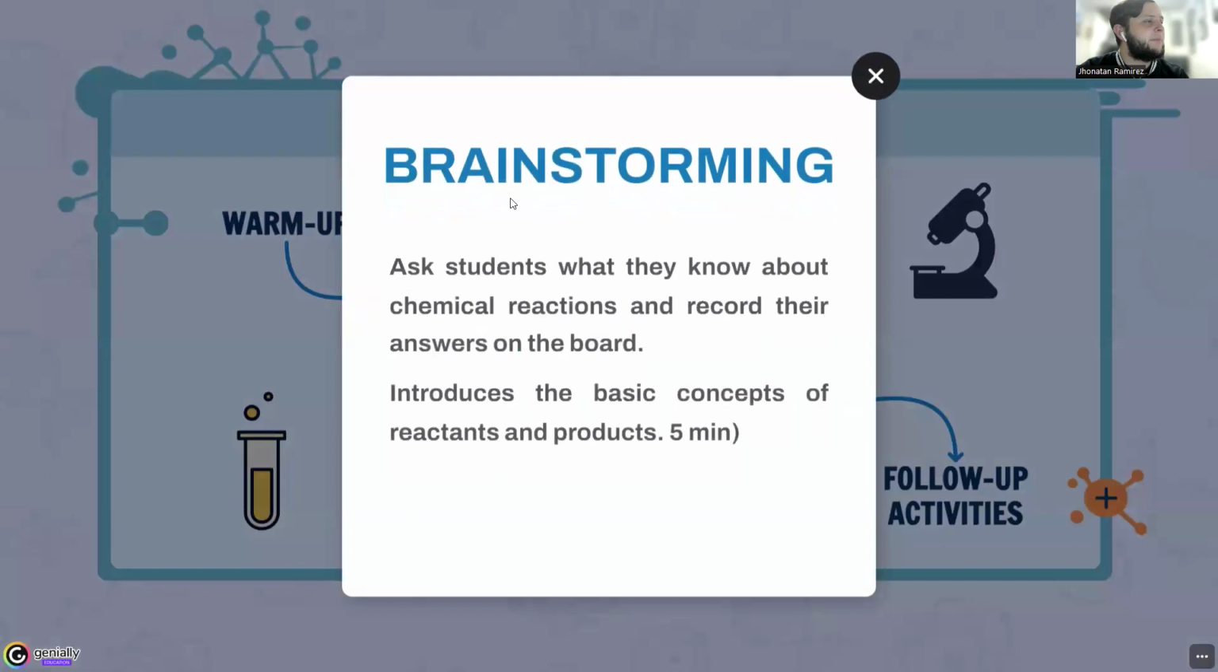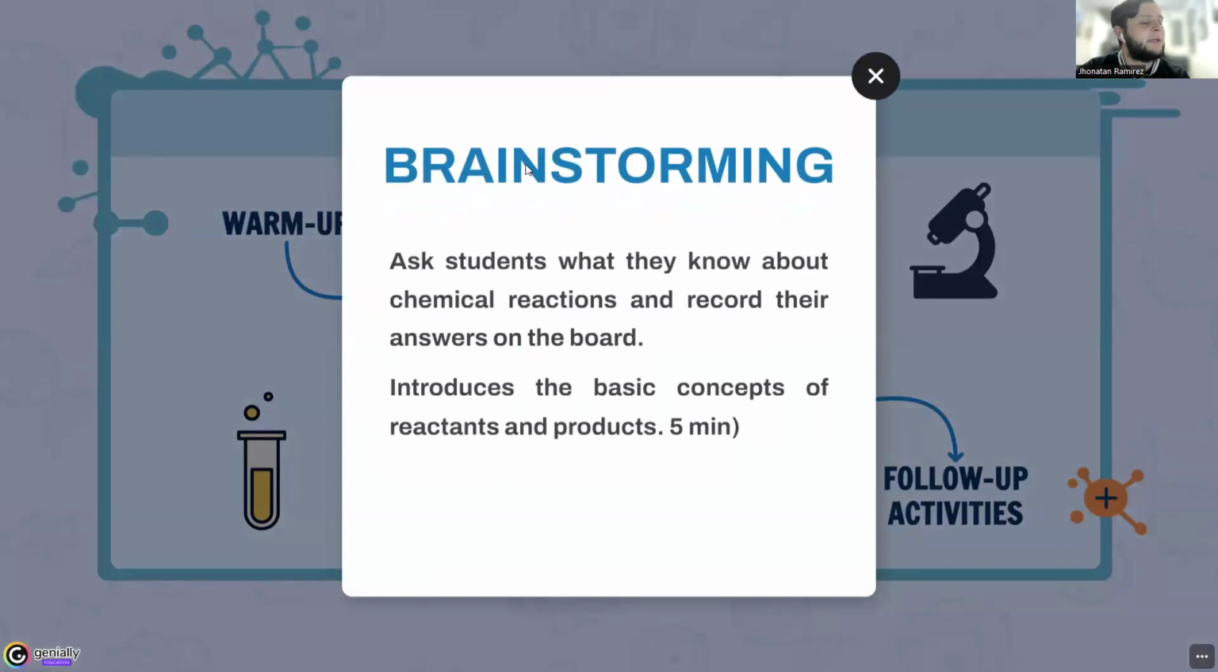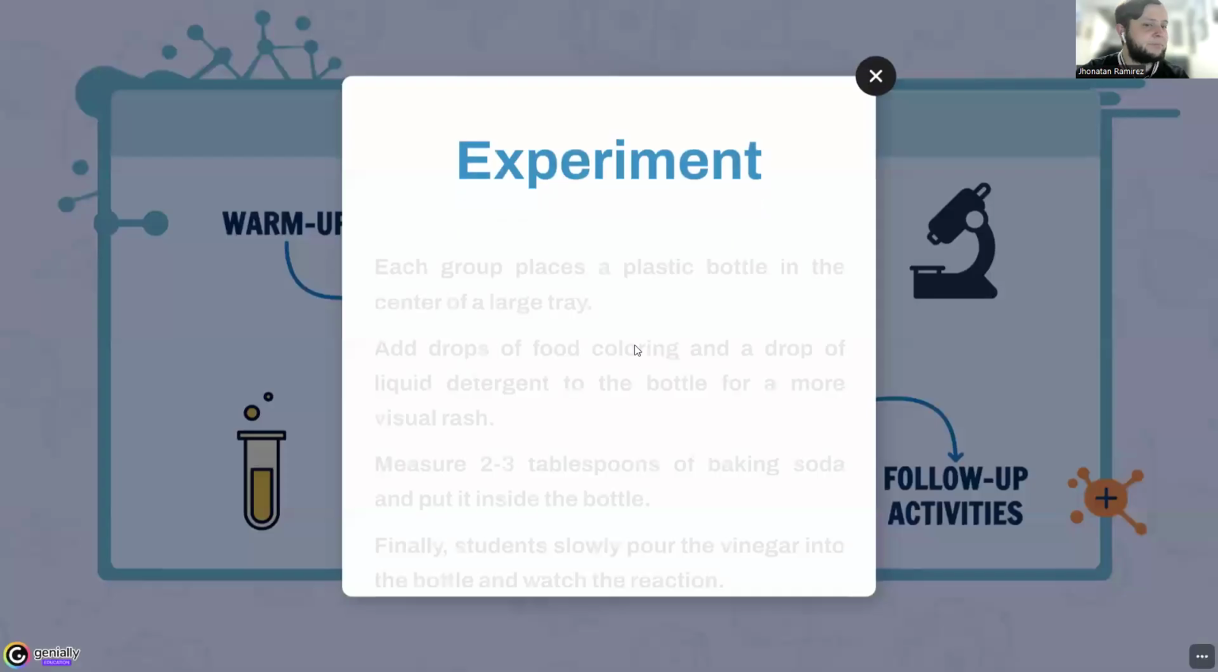In the warm up activity, yeah, basically it's similar to have a brainstorming activity, and basically students are going to express what they know about chemical reactions, and of course the teacher is going to introduce the topic, the concepts.